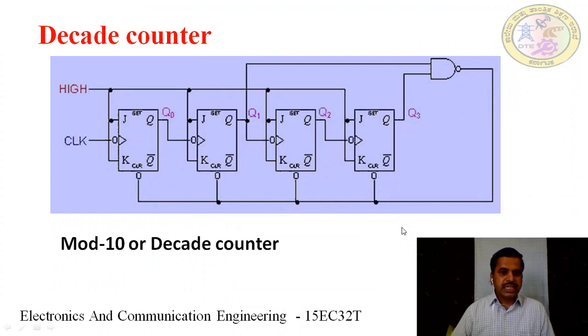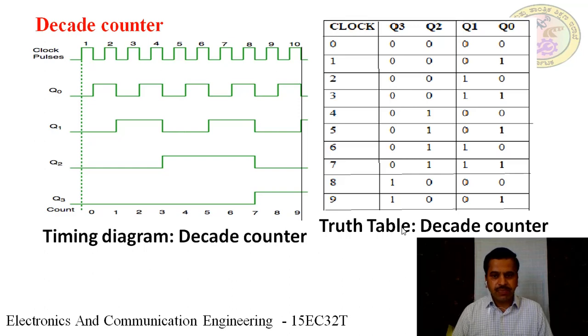Now let's discuss the decade counter. A decade counter is nothing but a mod 10 counter. It counts from 0 to 9 and returns to 0. This is the circuit diagram, waveform and tabular column.